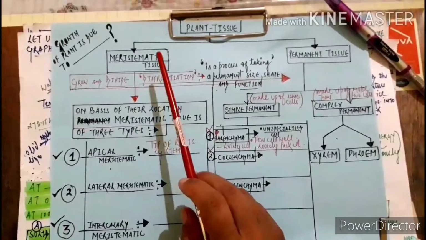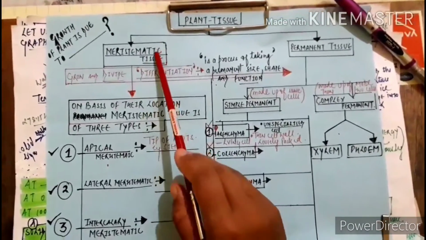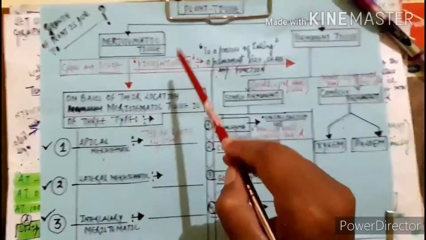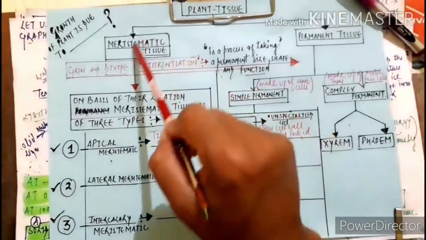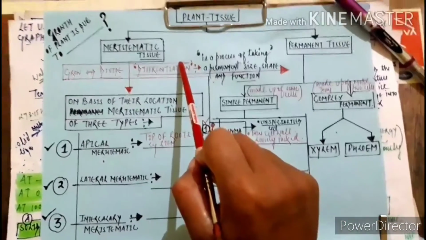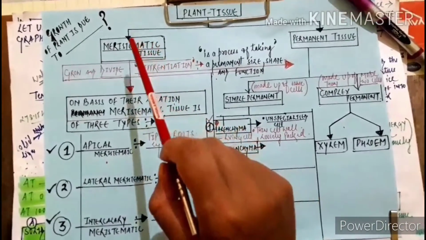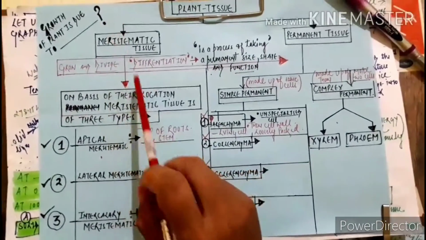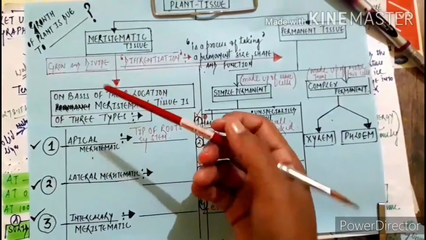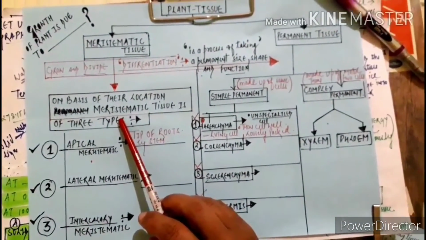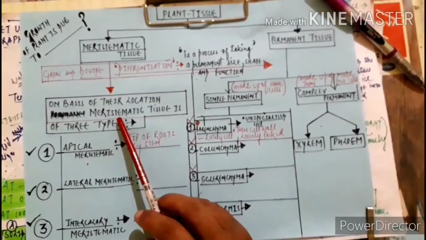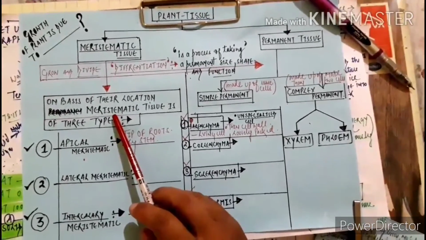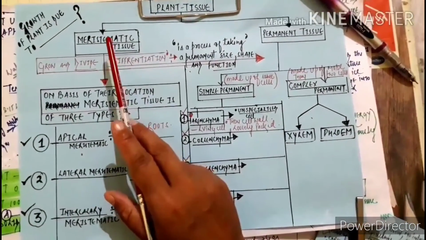Meristematic tissue is made up of very actively dividing cells. Now meristematic tissue, since its cells are actively dividing, helps the plant to grow. So we can say that growth of a plant is due to meristematic tissue. This is because these tissues have the ability to divide.